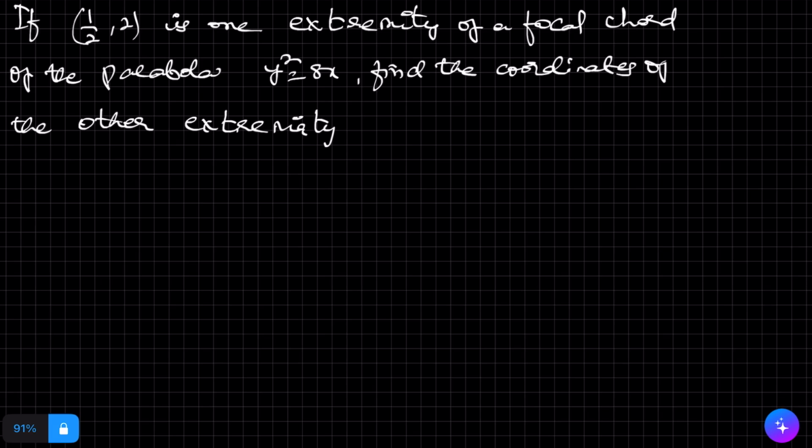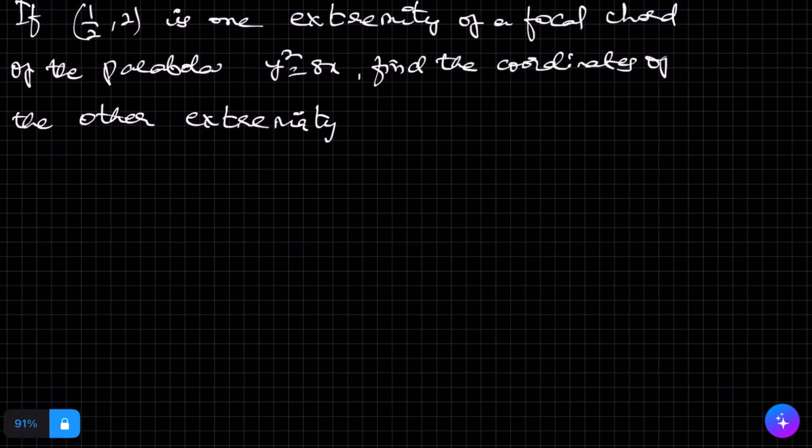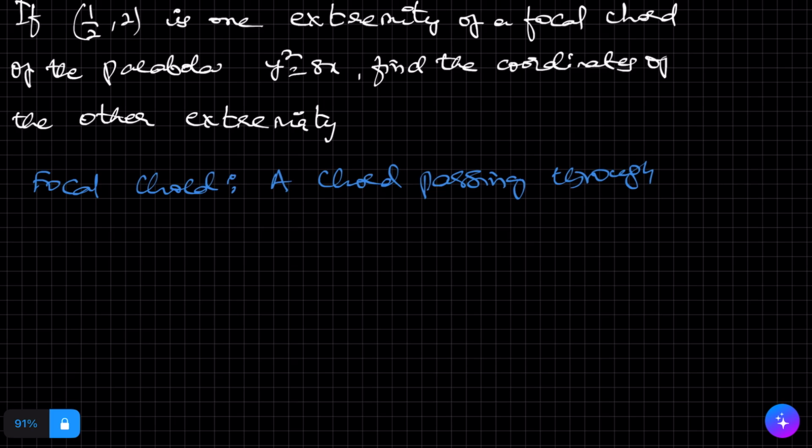In this question, one end of the focal chord is given as (1/2, 2) and we need to find the other end of the focal chord. So what is a focal chord? A chord passing through the focus of a parabola is called a focal chord.